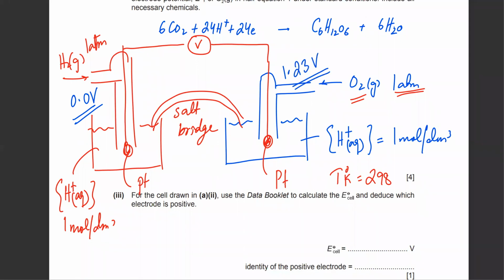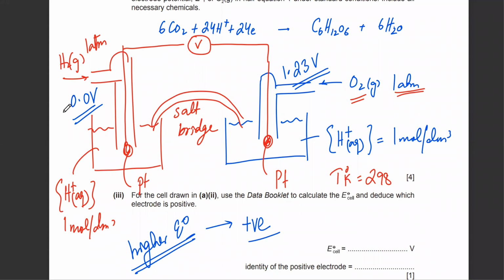So tell me which one out of the two is the positive one and which one is the negative one? Which one is the positive electrode? Or in what direction would the electrons flow? Anyone, any ideas? Remember, this high E0 is the positive one, right? It's this one. It's the higher potential.